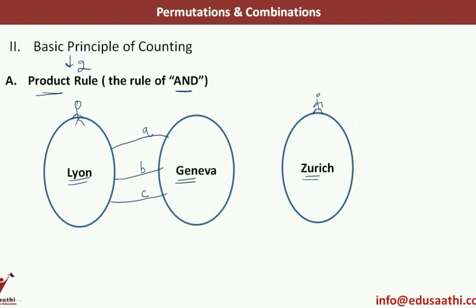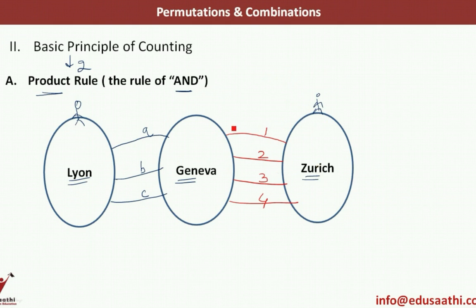Now I have 3 ways to go from Lyon to Geneva, and let's assume that I have 4 ways of going from Geneva to Zurich. So I have 4 ways. I have this first way, this is the second way, this is the third way, and this is the fourth way. So again, I am here in Lyon and I want to go to Zurich. I have to pass through Geneva. 3 ways of going from Lyon to Geneva and 4 ways of going from Geneva to Zurich.